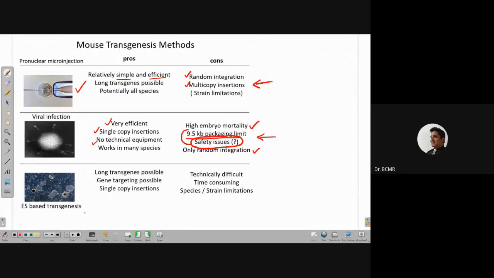The next one is engineered embryonic stem cells. We can target the genes. We can ensure that it is single copy insertions. Long transgenes are also possible. The problem is that there are a lot of technical difficulties. You should have a cell culture growth system, and you need to maintain the embryonic stem cells for long periods, and that's technically much more difficult and time consuming. And there is also whether we have a mouse cell line for this or not, and some other technical issues are also related.